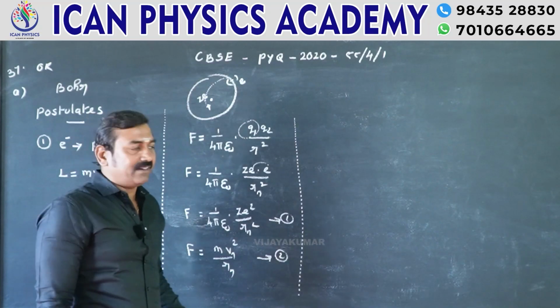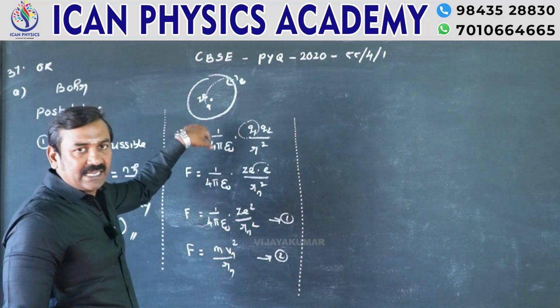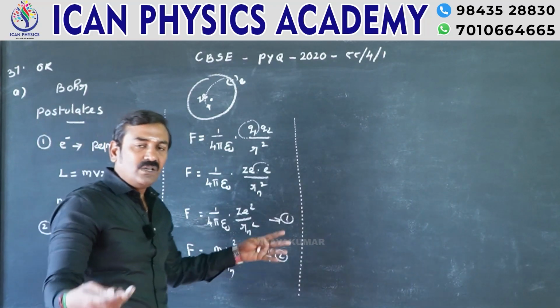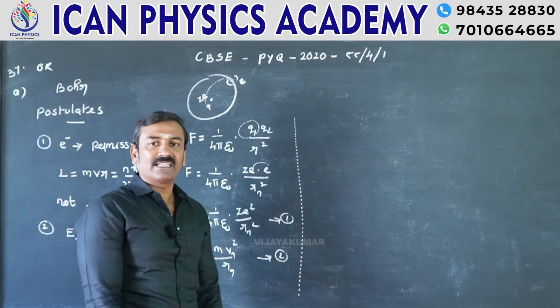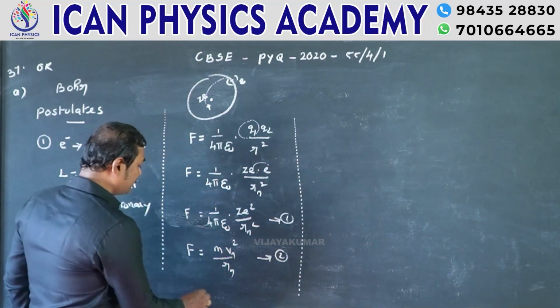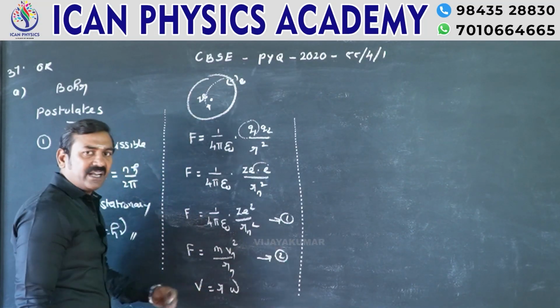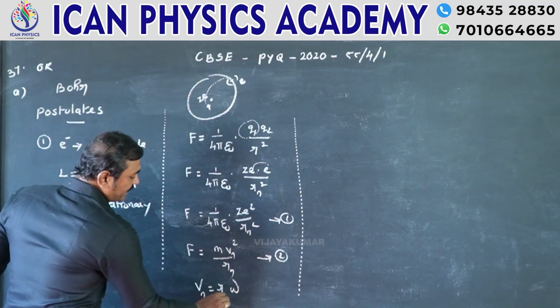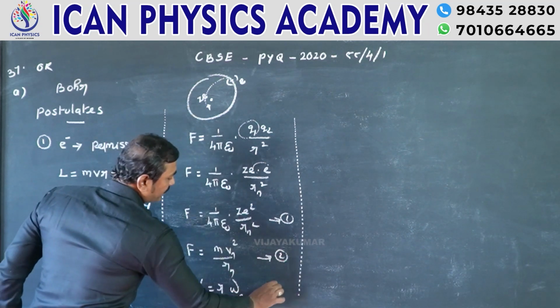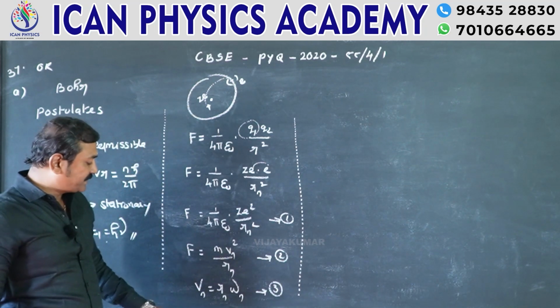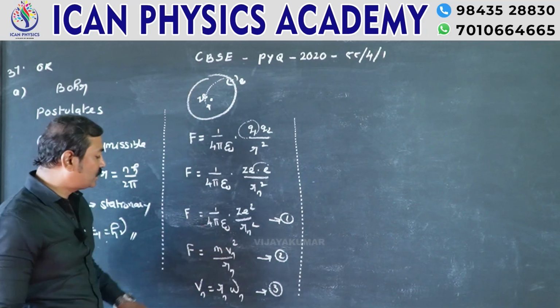V is the linear velocity. But what happened to the electrons? It moves in the circular path and it possesses the angular velocity. So what is the relation between linear velocity and the angular velocity? So v equal to r omega. For nth orbit, we can write Vn equal to Rn omega n. Now it's taken as equation number 3. Now substitute 3 in 2.